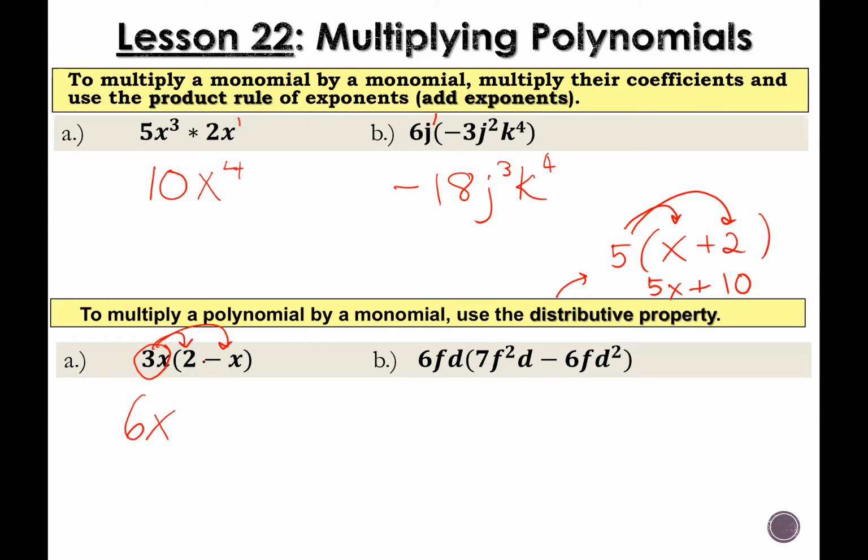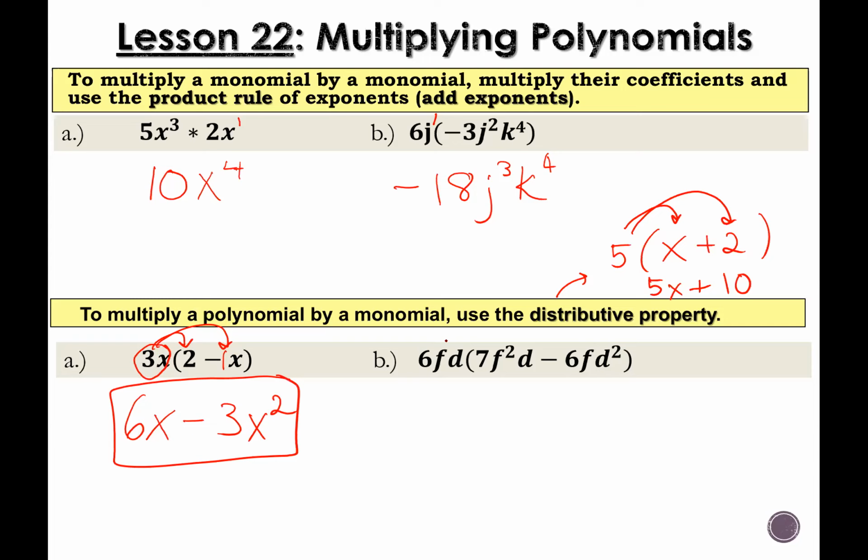3x times, treat this as a -1x. 3 times -1 is -3. X times x, remember we do want to add those exponents. As we multiply, we add exponents. That's x squared. This is our answer. So a common mistake is to just do x times x is x. It's not. It's x times x is x squared. So if your terms had different exponents in the parentheses when you started, they should also have different exponents in the final answer as well.